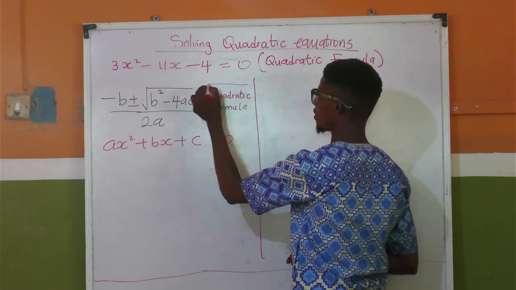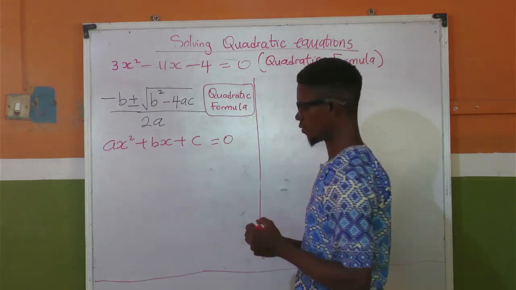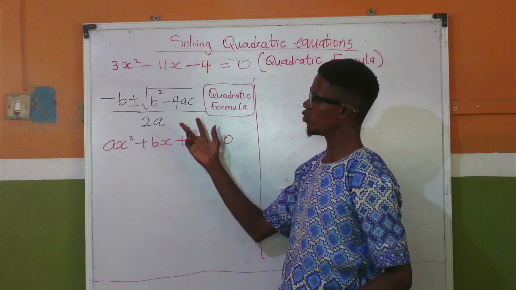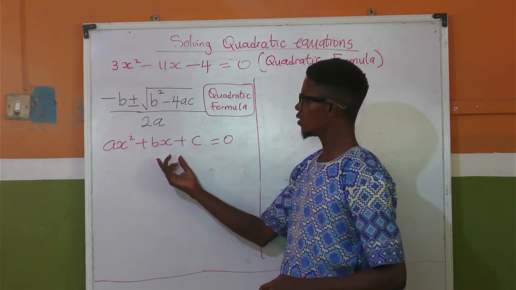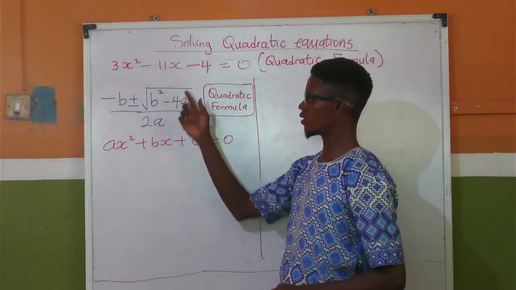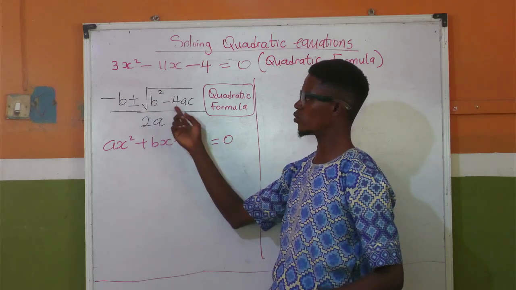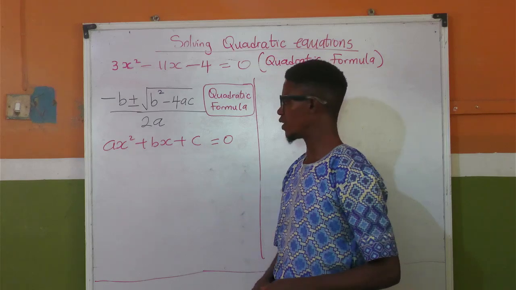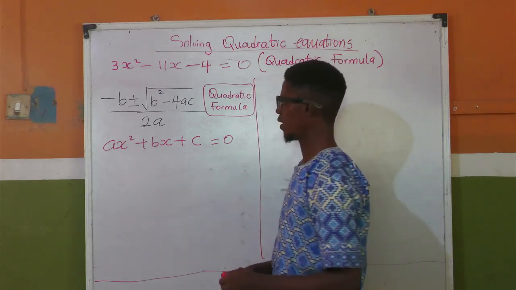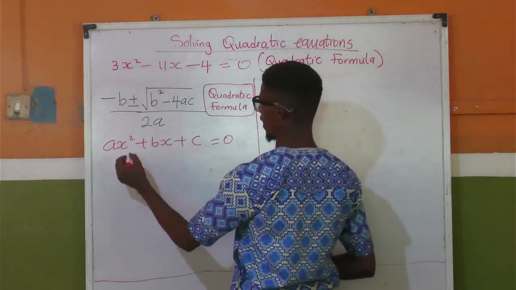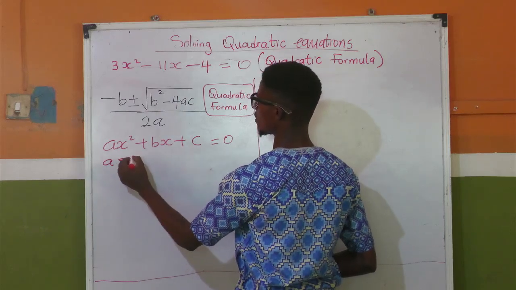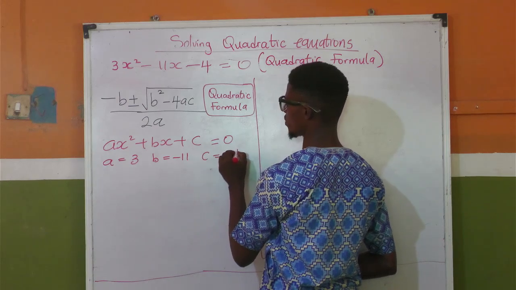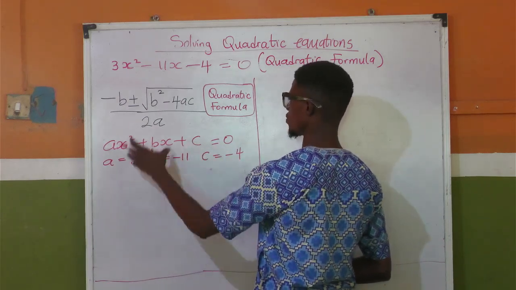So the quadratic formula solves every kind of quadratic equation. Are you getting me now? So we are going to solve this particular equation using the quadratic formula. Like I said, each of the various constants in this expression is assigned to each of the various alphabets we have in the quadratic formula. So let's move on and let's solve what we have here. So let's find out the values. A here is 3, B is minus 11, and C is minus 4. So let's put all of these values into our equation.